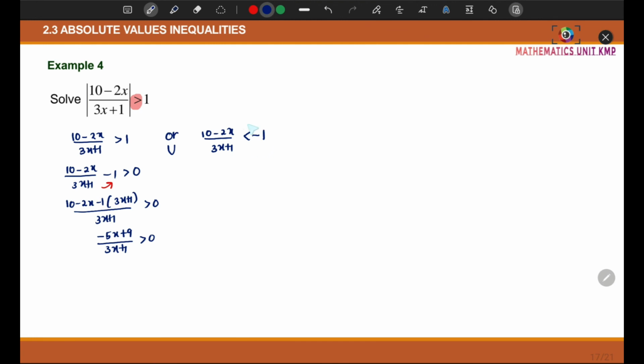Okay, on the other side, 10 minus 2x divided by 3x plus 1 less than 0. And then cross multiply. 10 minus 2x plus 1 times (3x plus 1), divided by 3x plus 1, less than 0. So simplify, we will have x plus 11 divided by 3x plus 1 less than 0. Now this is a rational inequality, so we will use the positive number line to get the answer.